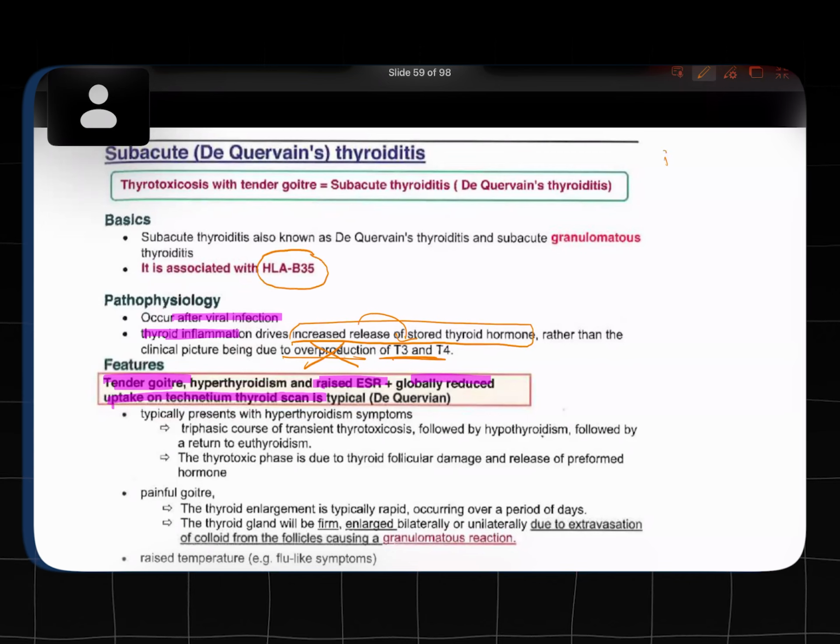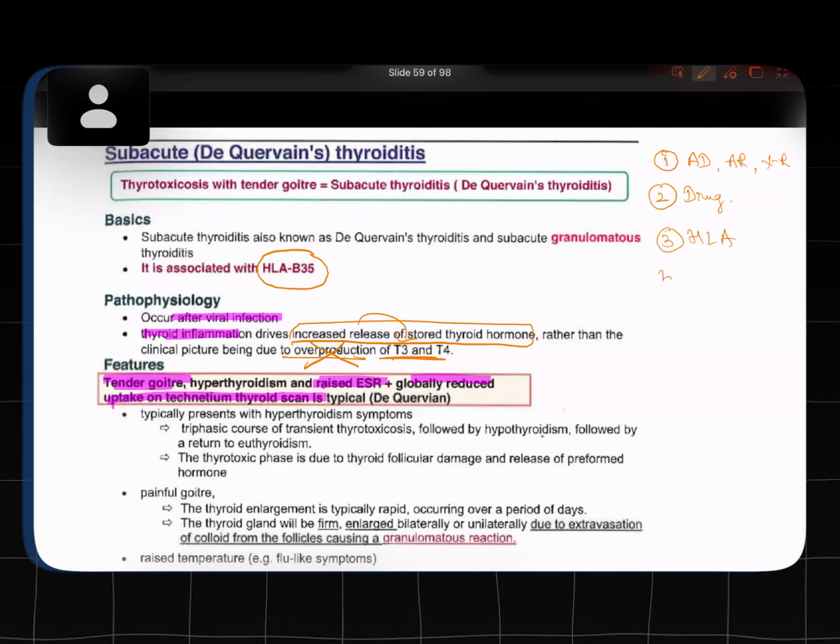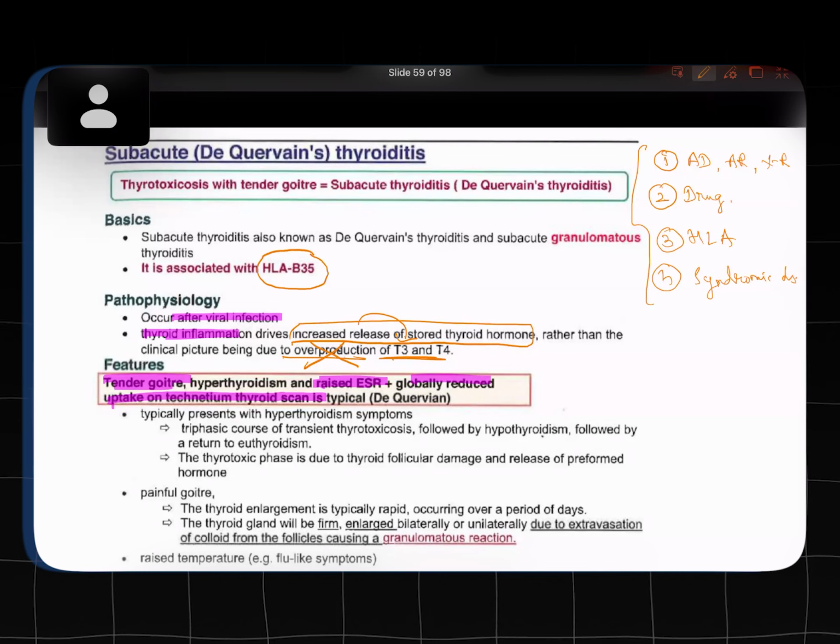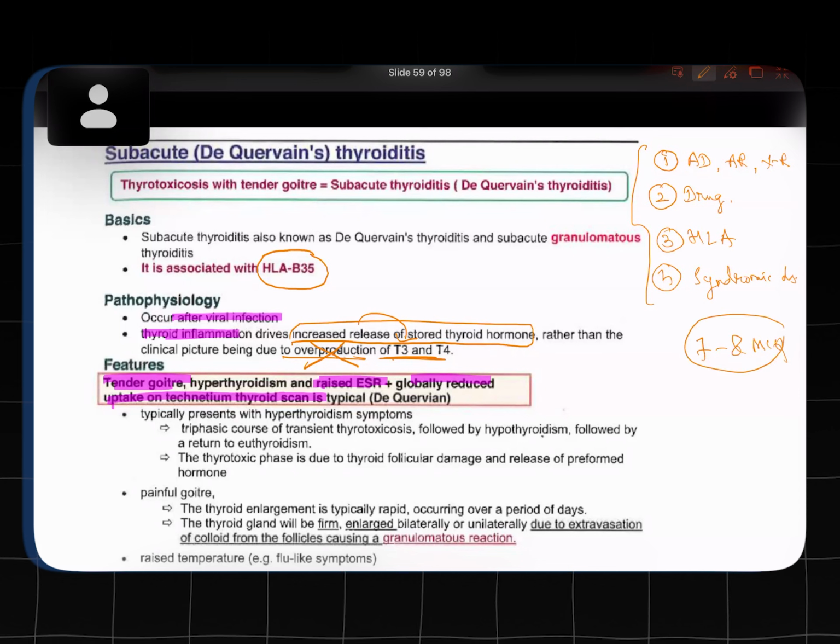So I told you to make a list of the autosomal dominant, autosomal recessive, X-linked recessive diseases. Second, I told you to make up a list of drug interactions. Third is HLA related things. The fourth is your syndromic diseases, which commonly come in the exam. If you make these 4, then 1 to 2 questions come, and 7 to 8 tough MCQs you can solve. And often these 7 to 8 marks are the difference between passing your part 1, part 2 or failing your part 1, part 2.